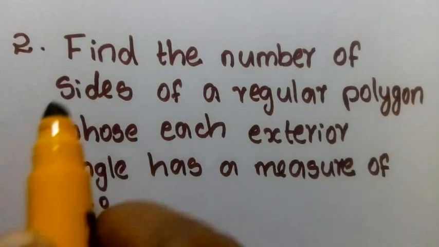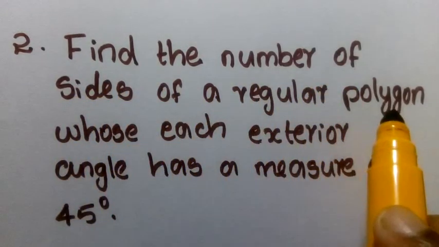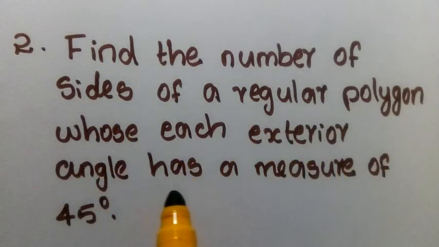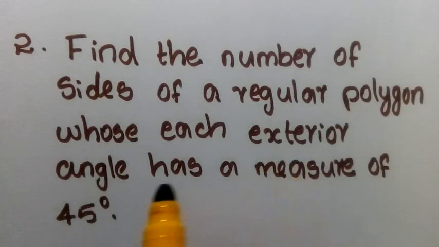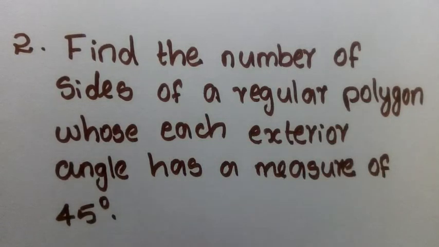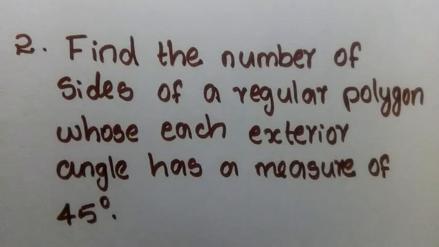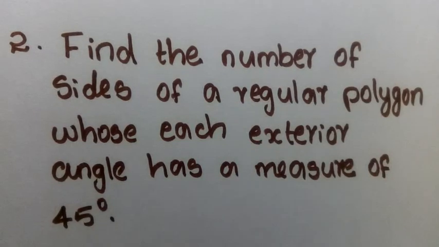Second question. Find the number of sides of a regular polygon whose each exterior angle has a measure of 45 degrees. In the question, it is given that measure of each exterior angle of the polygon is 45 degrees. We need to find the number of sides of the regular polygon. So, if you divide the total measure of the exterior angles of the polygon by the measure of each exterior angle, then you will get the number of sides of the given polygon. Let us check the solution.